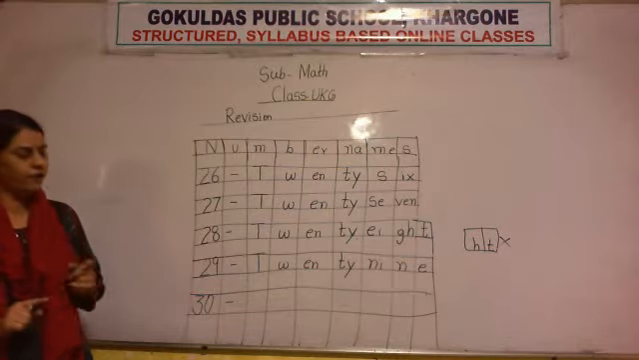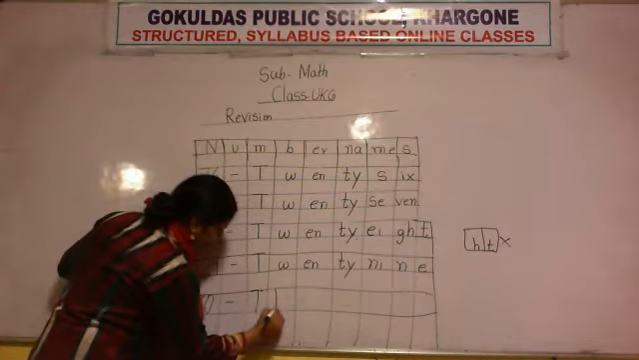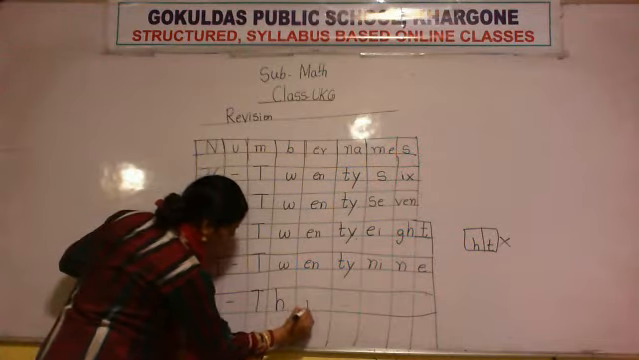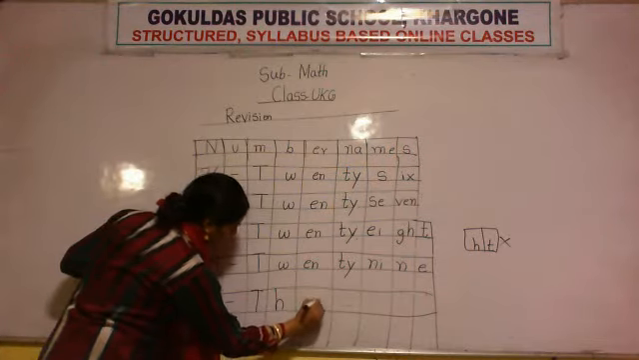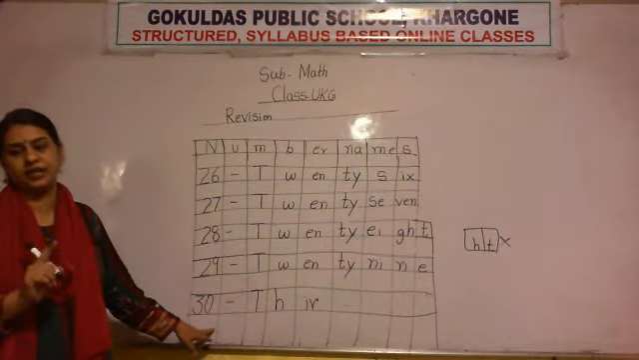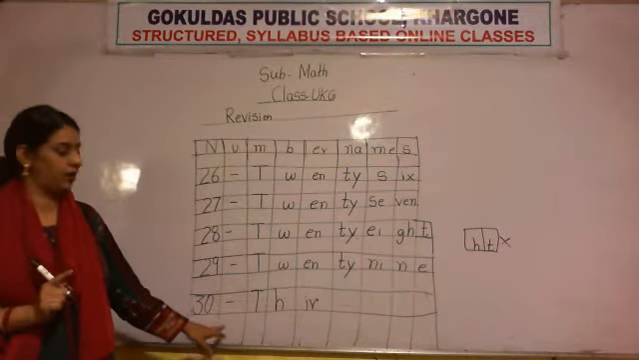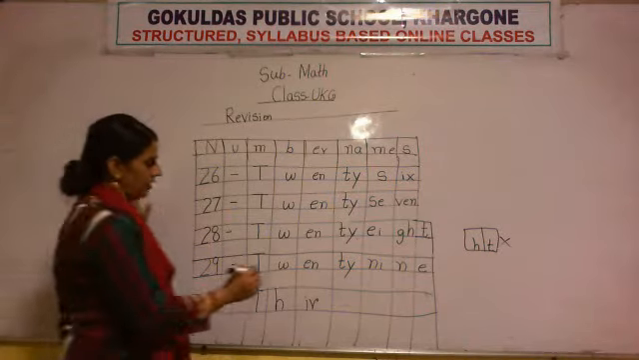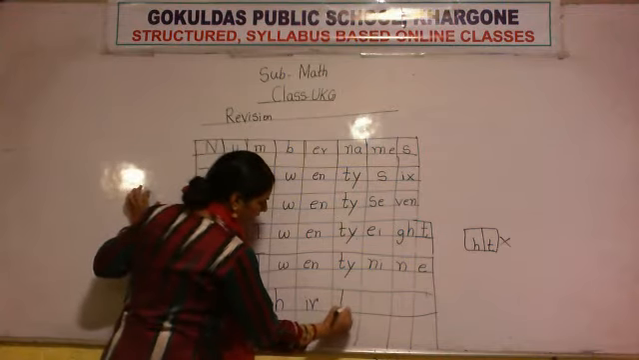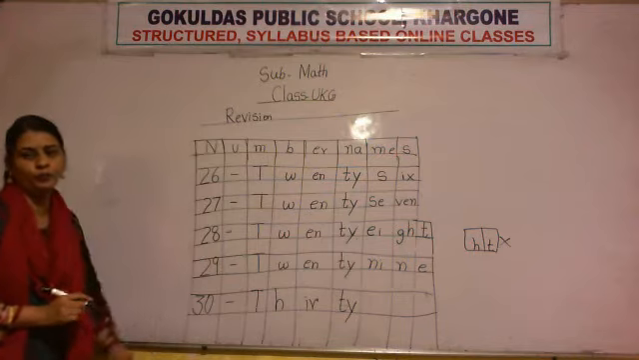So for 3, what will we write? TH IR. This is third. Because we are saying 30, not 3T, don't write the spelling of 3. You have to write the spelling of third, THIR, third, and then T, TY. This is the spelling of 30. Now write the spelling in your notebook.